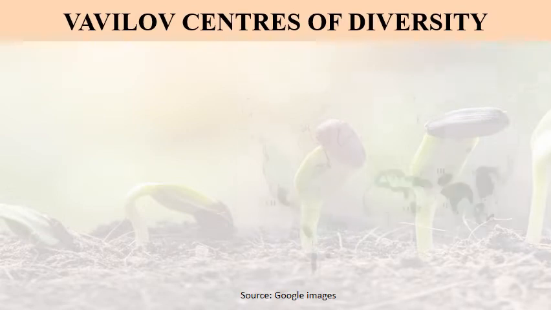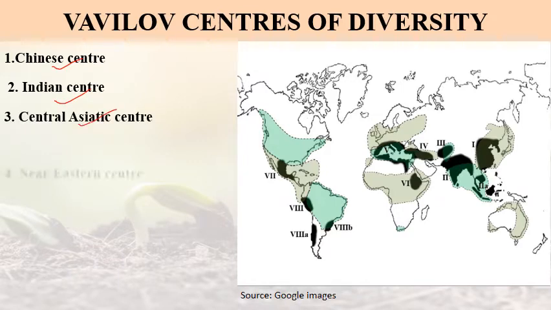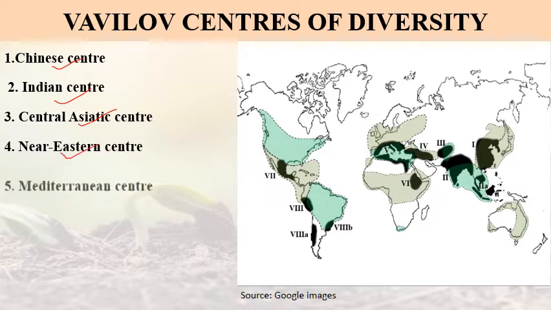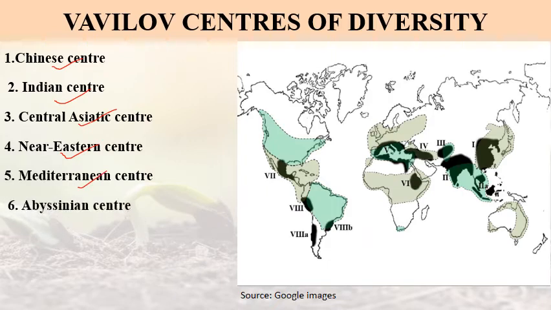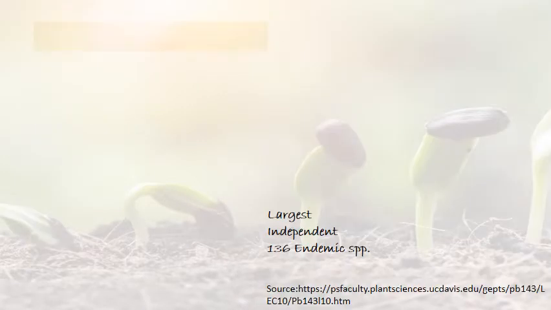The centers of diversity are, firstly, we have the Chinese center, which is the largest center. Second is the Indian center. Then next is the Central Asiatic center, Near Eastern center, then Mediterranean center, Abyssinian center, the South Mexican and Central American center, and finally the South American center that we'll discuss one by one.